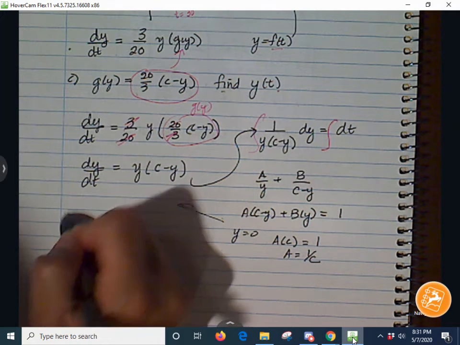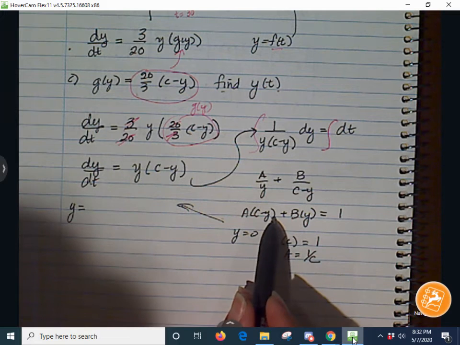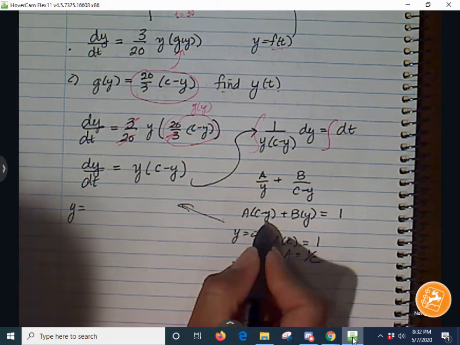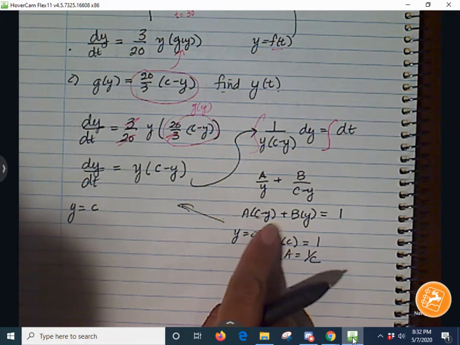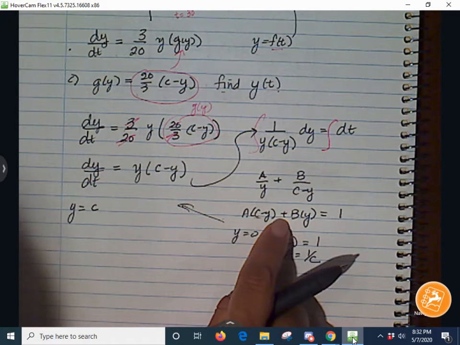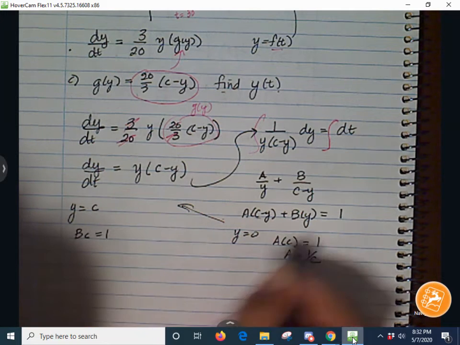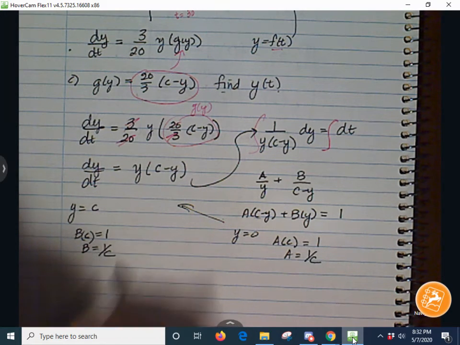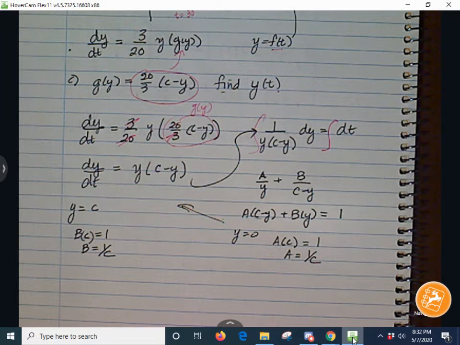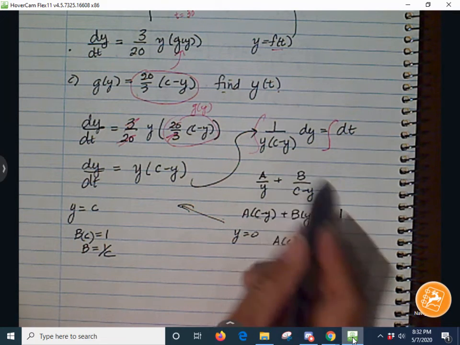And so then I'm going to scoot this over here so I can save paper. And so now if I say y equal to c, because that will make this 0. So y is equal to c. So when I put c in for y, then that makes the a expression go away. So that's going to be 0. And I'm going to have b times c is equal to 1, because I'm replacing y with c. And then I'm going to have b is equal to 1 over c. So now I have my a and b. So I'm going to take those and now put it into this guy right here.